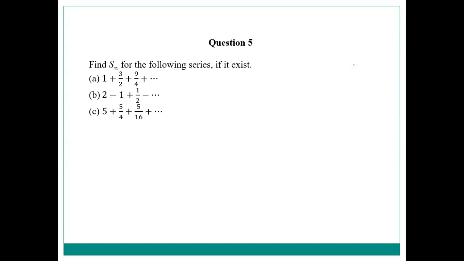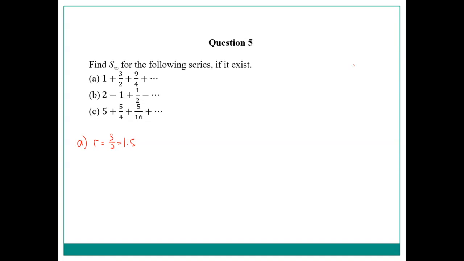Okay. Yes. Now, let's look at question A. We must first find the common ratio, right? So the common ratio in this case is 3 over 2. 3 over 2 is 1.5, isn't it? So the sum to infinity doesn't exist because the modulus R is greater than 1.